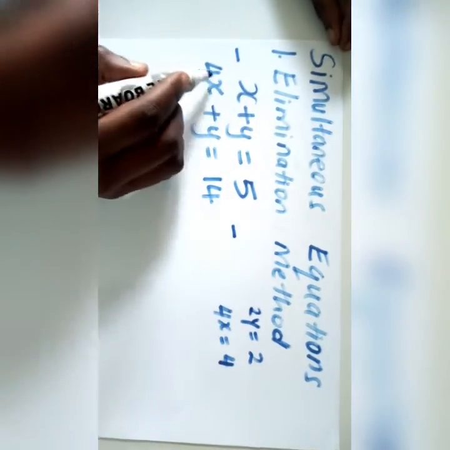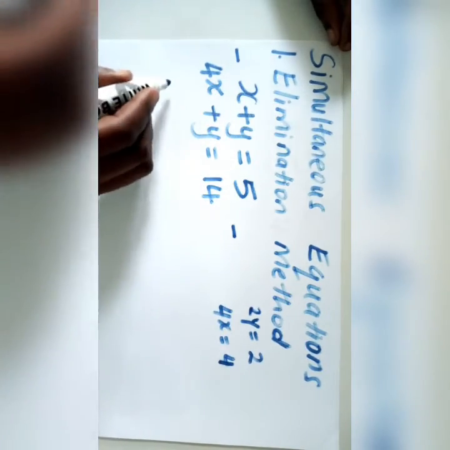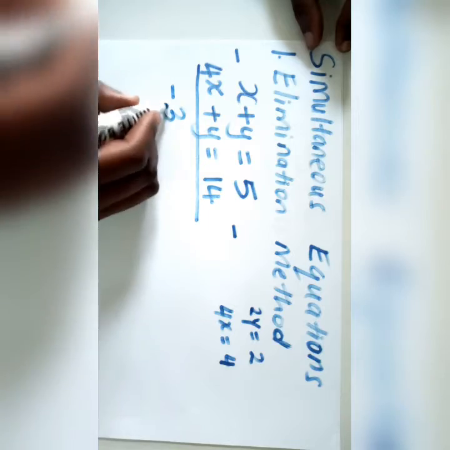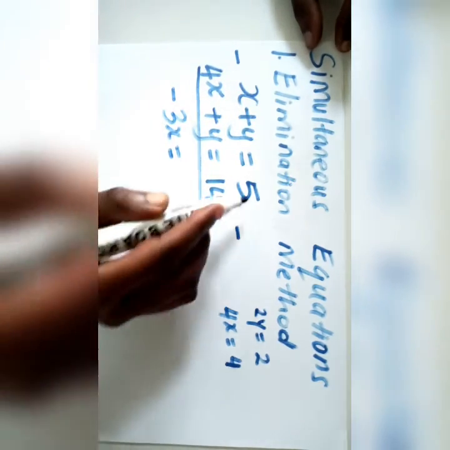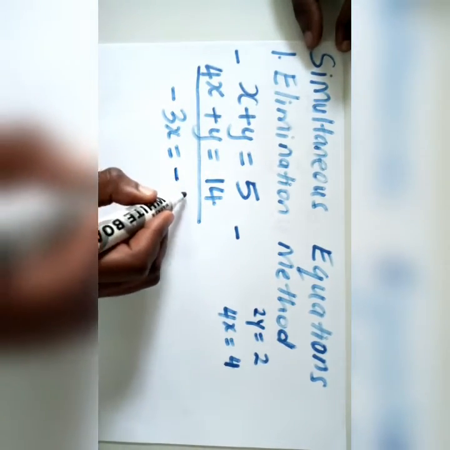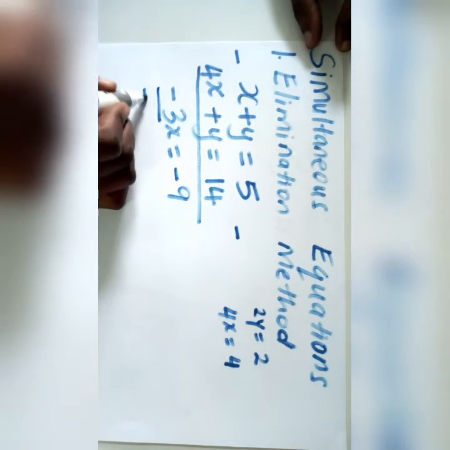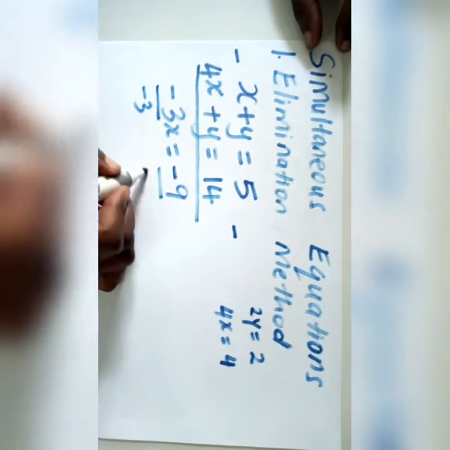So now we have x minus 4x, that is minus 3x, equals 5 minus 14, that will give us minus 9. Now we're going to divide on both sides by minus 3 to get rid of the minus 3, and we get x equals 3.